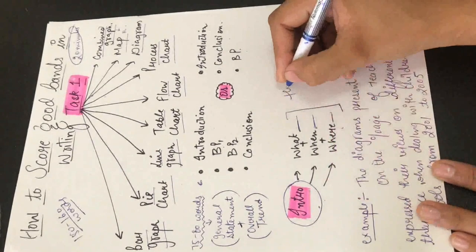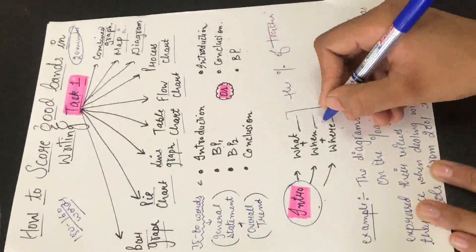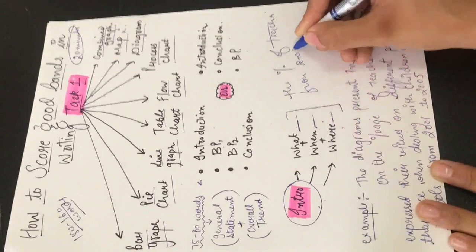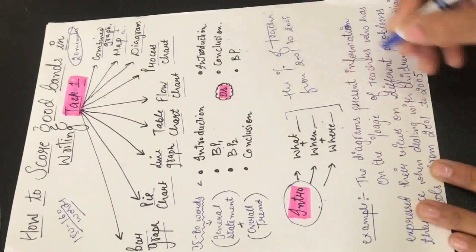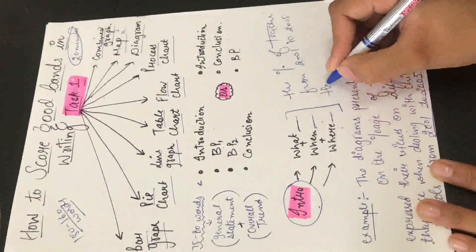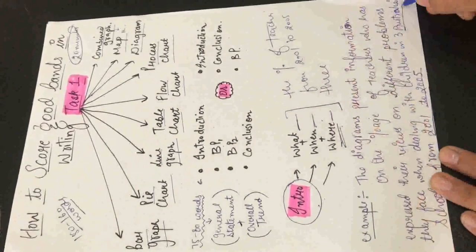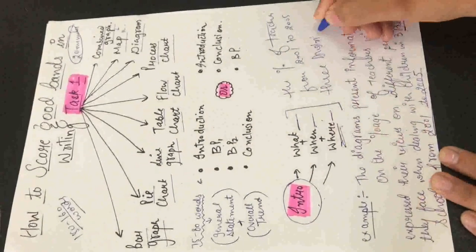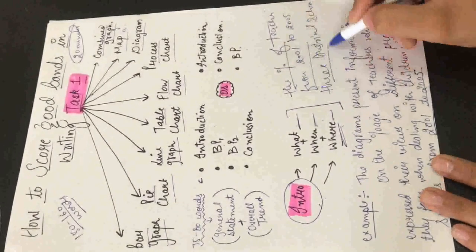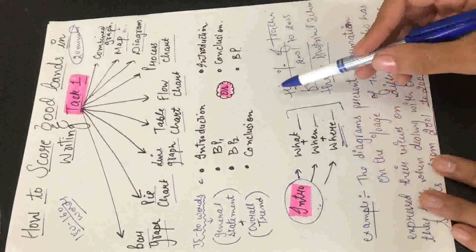What means the percentage of teachers. When? From 2001 to 2005. We have to tell the time period. And where? Where means where they have that problem, in 3 Australian schools. So we have to cover these three things while writing our introduction.